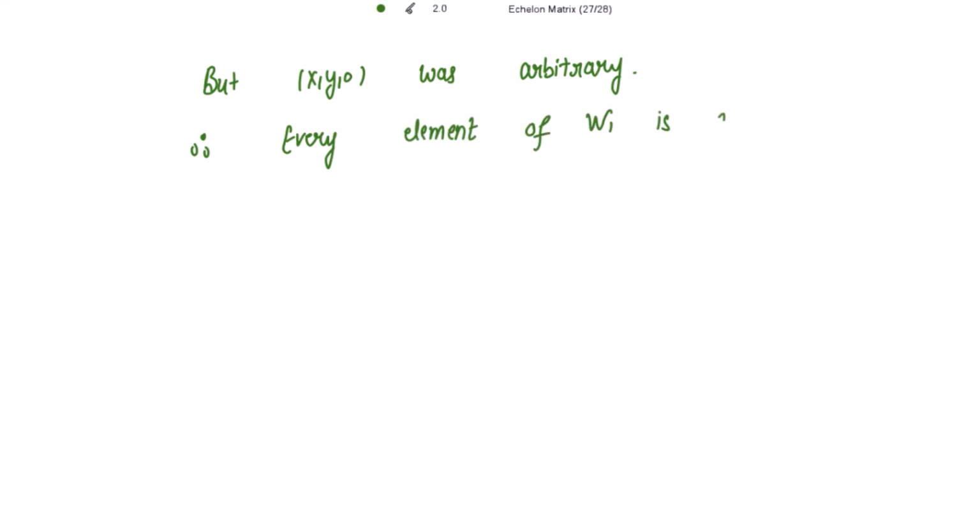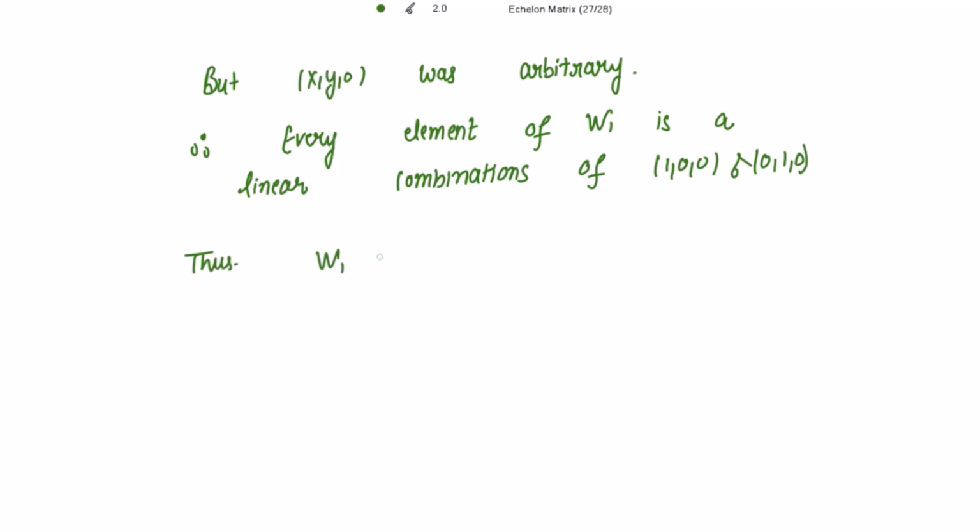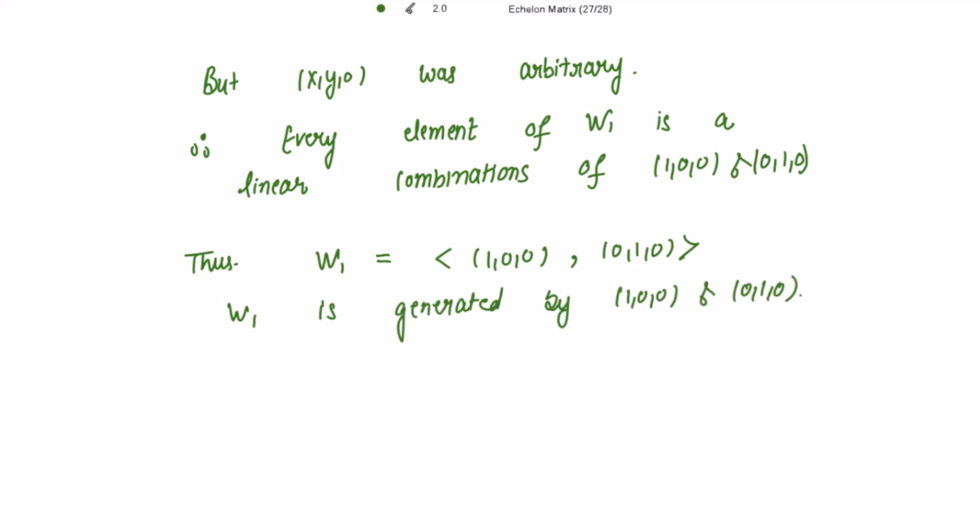So, writing this: but (x, y, 0) was arbitrary. Therefore, every element of W1 is a linear combination of (1, 0, 0) and (0, 1, 0). Thus, W1 has the generators (1, 0, 0) and (0, 1, 0). These are the generators for W1, or we can say that W1 is generated by these two vectors.